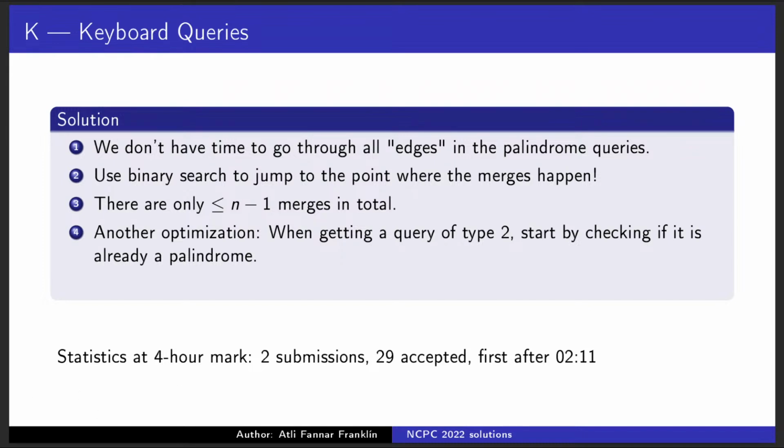And there are a bunch of such small optimizations to speed up your code. And the complexity ends up being n log squared n plus q log n. So the log squared is only in front of n, which is good because q is bigger than n. And this was solved after 2 hours and 11 minutes, and it only had 2 accepted before the freeze. So that was all of the problems, all of the solutions.